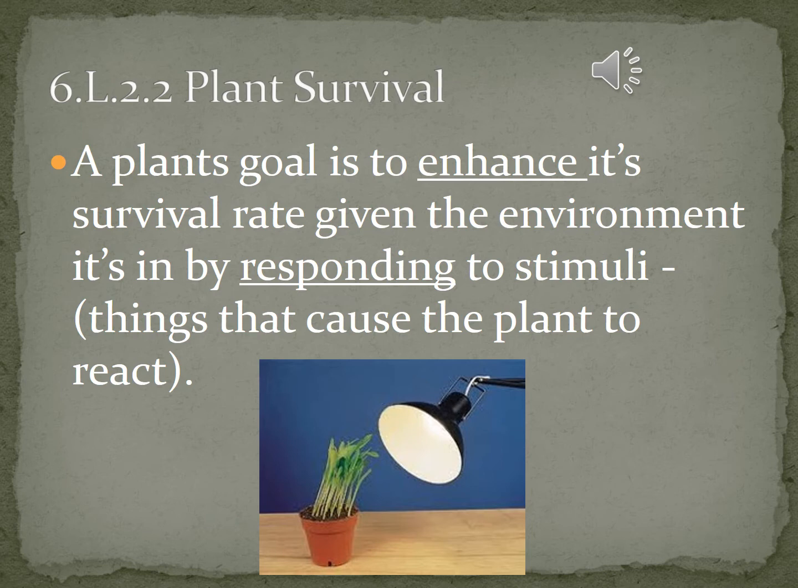Just like animals, plants too try to survive. So what is a plant's goal? A plant's goal is to enhance its survival rate given the environment it's in, responding to the stimuli. Well, what is stimuli? Stimuli are basically things that can cause the plant to react. And in the next few slides, we're going to learn about responses and stimuli.